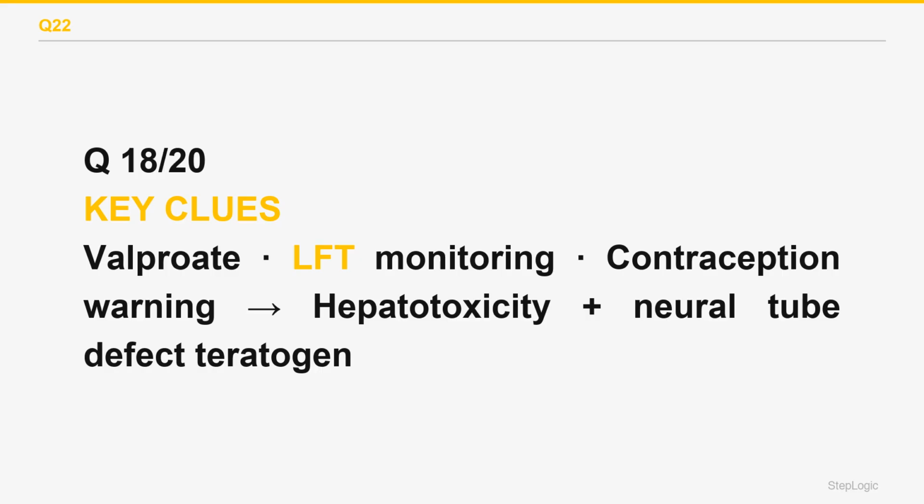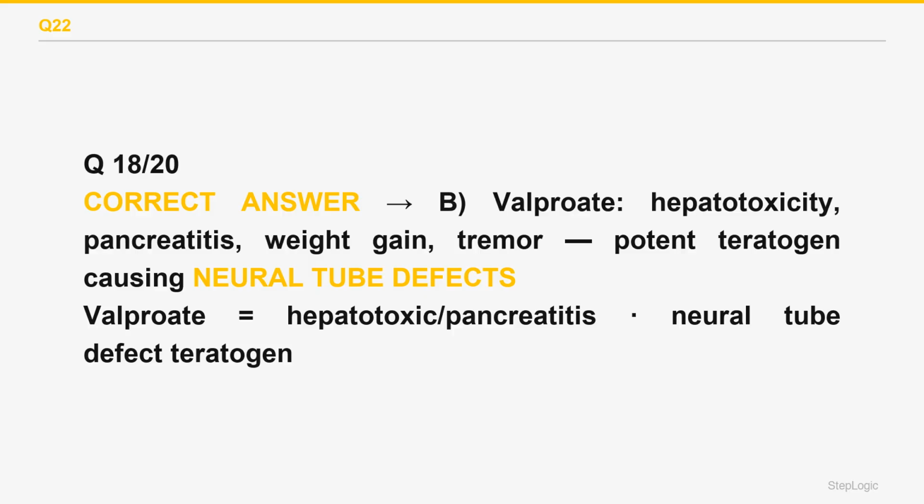The critical reproductive concern is that valproate is a potent teratogen. It causes neural tube defects like spina bifida by interfering with folate, which is why it is avoided in pregnancy and why women of childbearing age need effective contraception and folate supplementation. The correct answer is B.